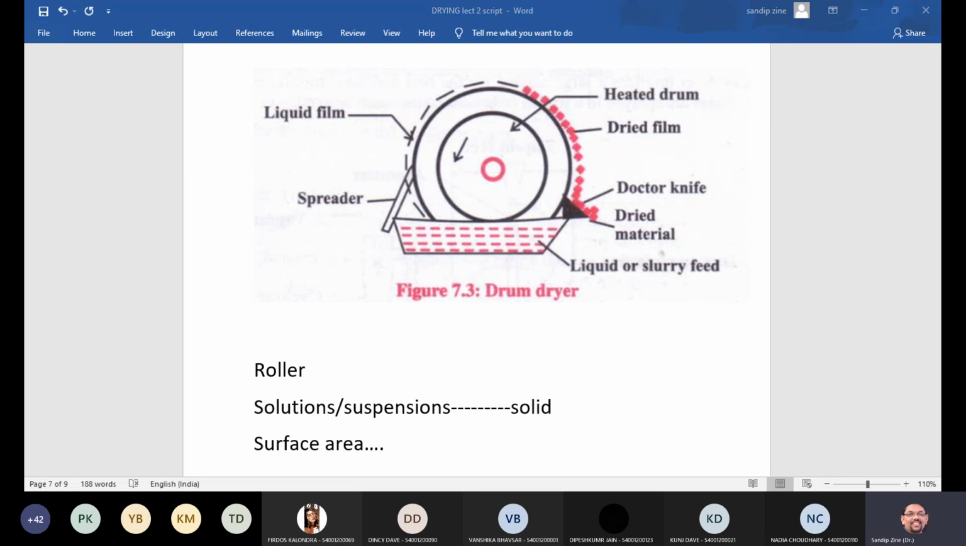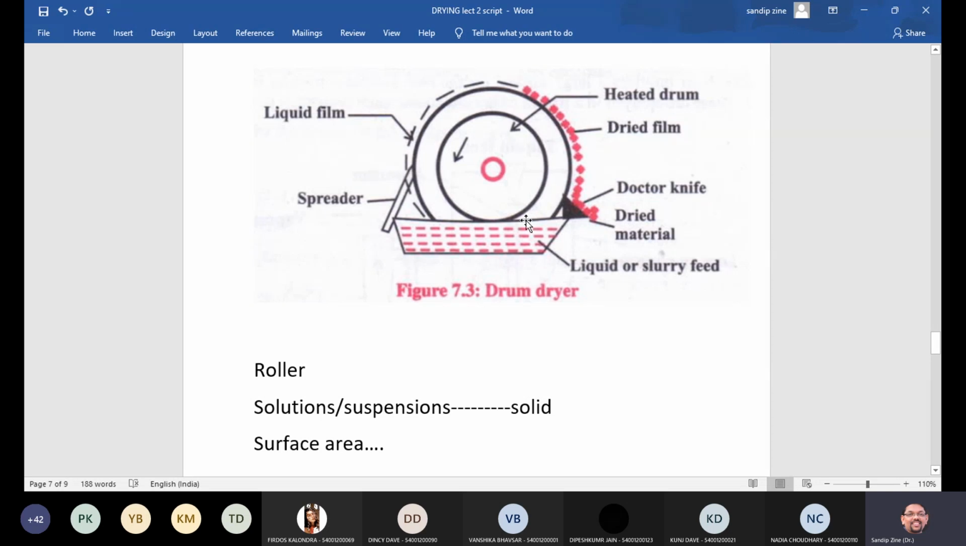So this is the general principle of this drum dryer. And in construction you can easily see, for example, this is a liquid film, this is a spreader, then whatever material we have to dry, that is the liquid or slurry feed we are feeding, or this is a reservoir we can say. Then this is the dried material, this is a knife for cutting purpose, this is the dried film, this is the heated drum.